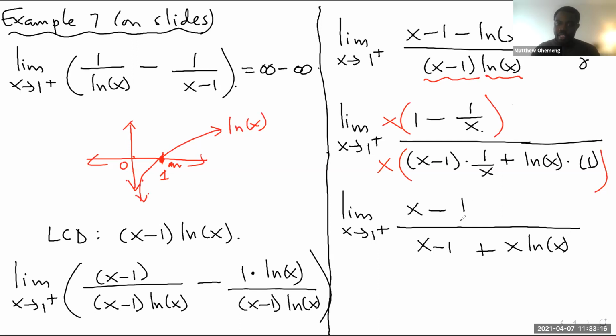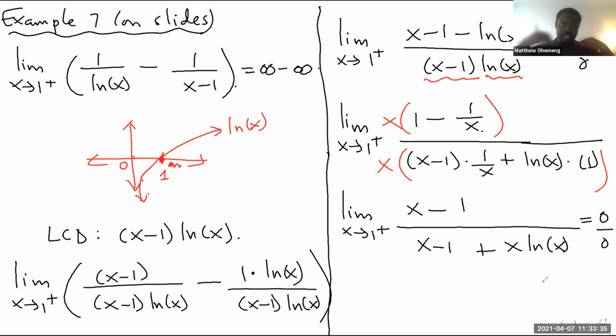Okay. Now, when you get here, we've simplified, right? So we try plugging in again. When you plug in again, you have 1 minus 1 on the numerator. That'll give you 0, right? 1 minus 1 here will give you 0. And then 1 times ln of 1, which is 0, will also give you 0. So you still have type 0 over 0 again.